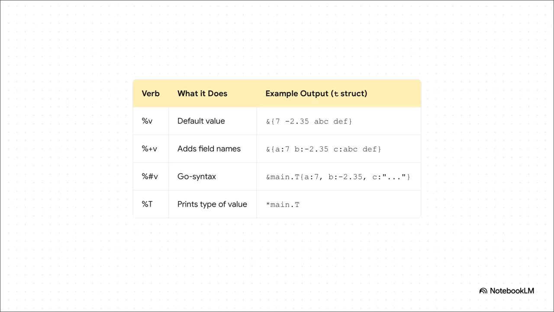%#v, well, that one's kind of magic. It prints out a full, valid Go syntax representation of the variable. And finally, %T just tells you the type of the variable. Getting these down is a game changer for debugging.